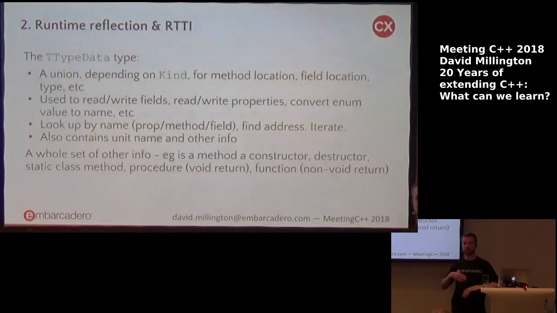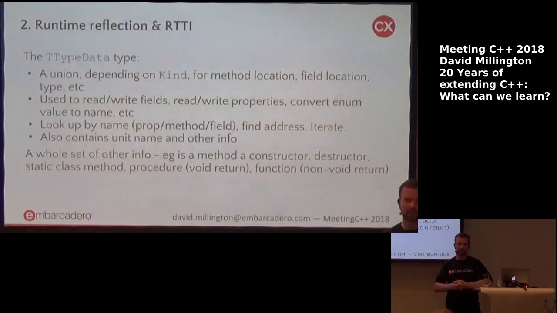You can use this to map between enum values and names and all that kind of thing. And it's used to read and write fields, to find methods, read and write properties, that kind of thing. You can also look up by name. You can use an address and ask what you have an address of, that sort of functionality.